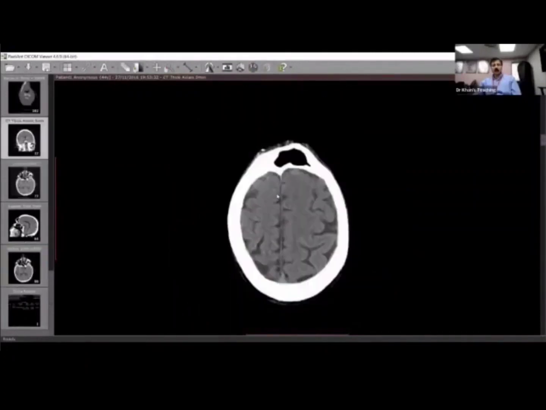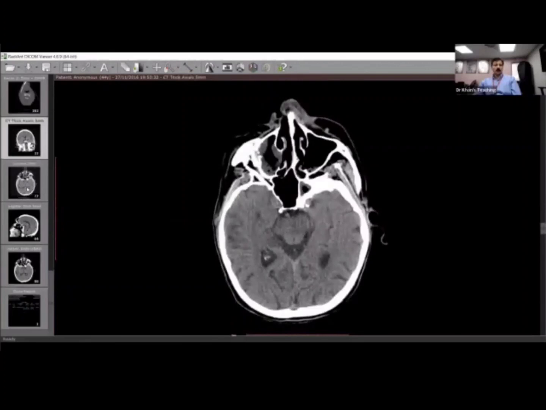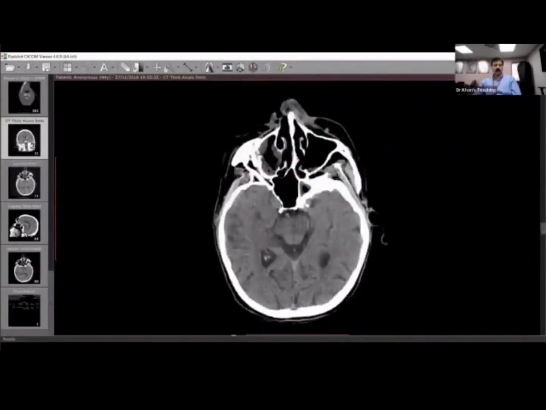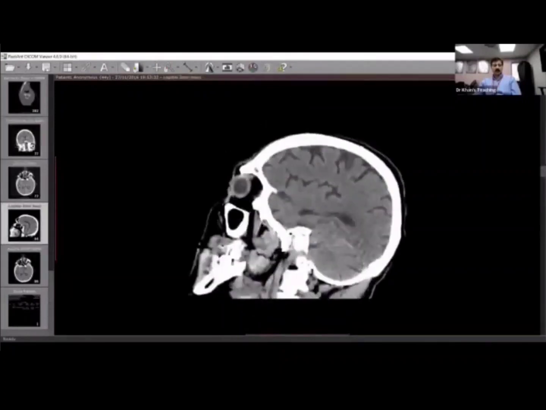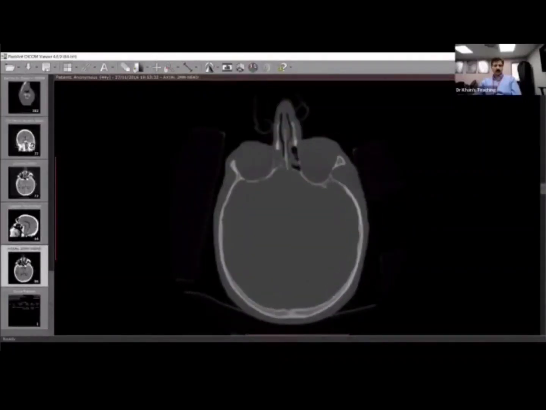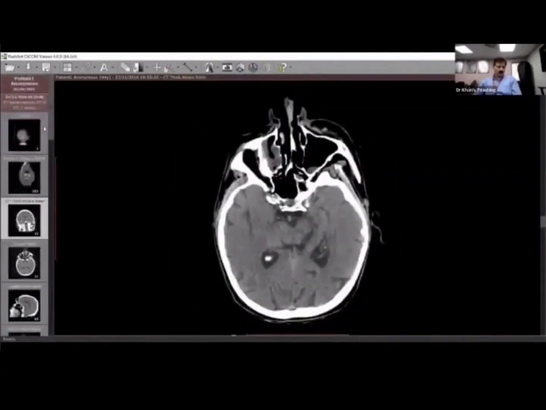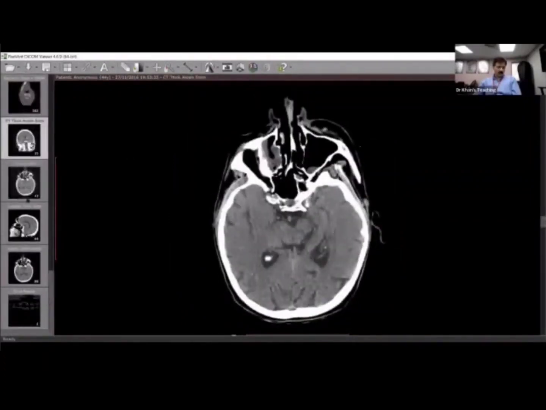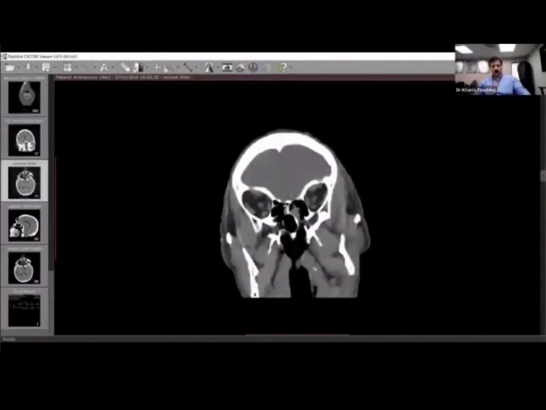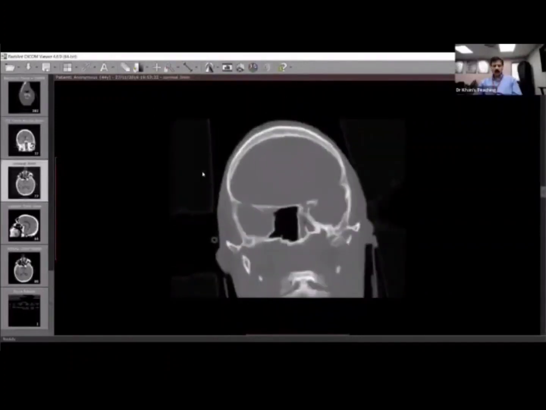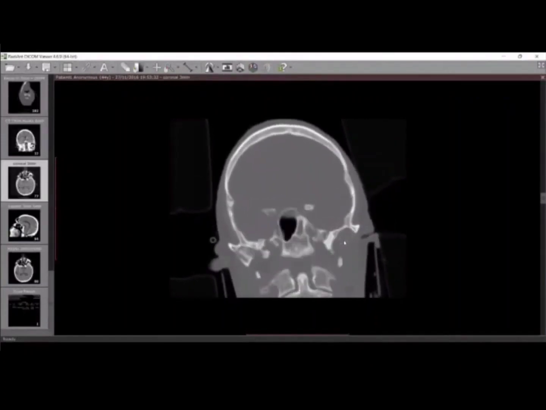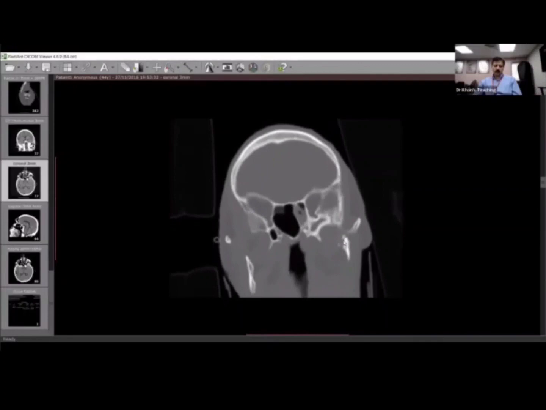So the point is that more robust protocol as far as the base of skull is concerned. Let me see, where is the coronal? This is the coronal. I wanted to show you a coronal. Yeah, this is the coronal. So, you see this? Yes. So, that is what it was.